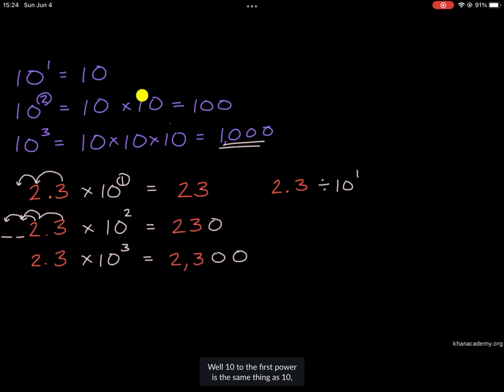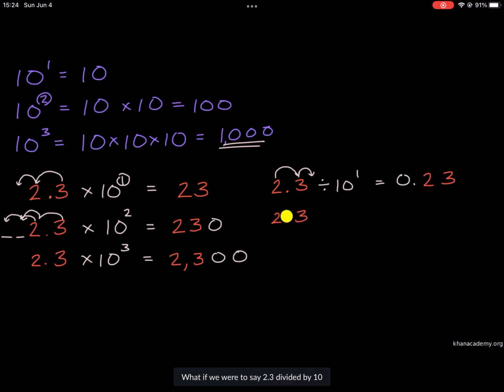Well, 10 to the first power is the same thing as 10. So when we divide by 10, all of our digits are just going to shift one place to the right. So this 2 is going to end up in the tenths place, and the 3 is going to end up in the hundredths place. So this is going to give us 0.23. 2 is now in the tenths, 3 is now in the hundredths. But we could keep going. What if we were to say 2.3 divided by 10 to the second power?